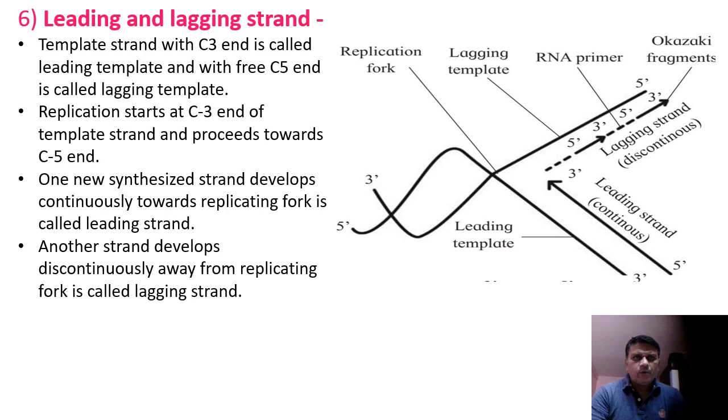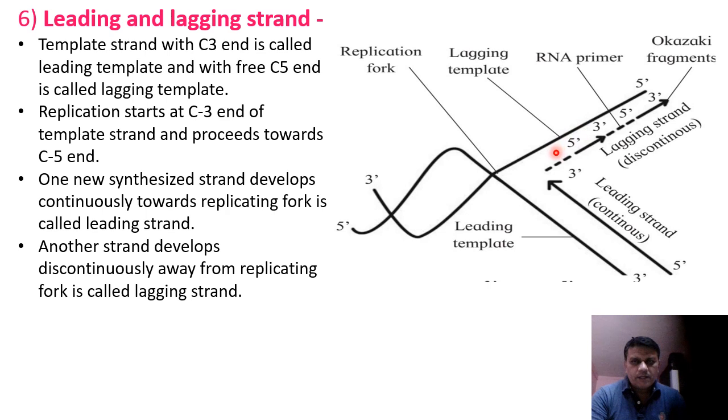During the synthesis of new strands, the two strands produced are called leading and lagging strand. The template strand with C3 end is called the leading template, and the template strand with the free C5 end is called the lagging template.